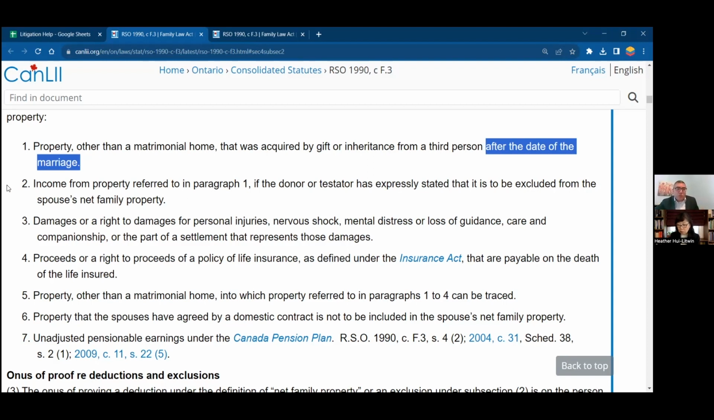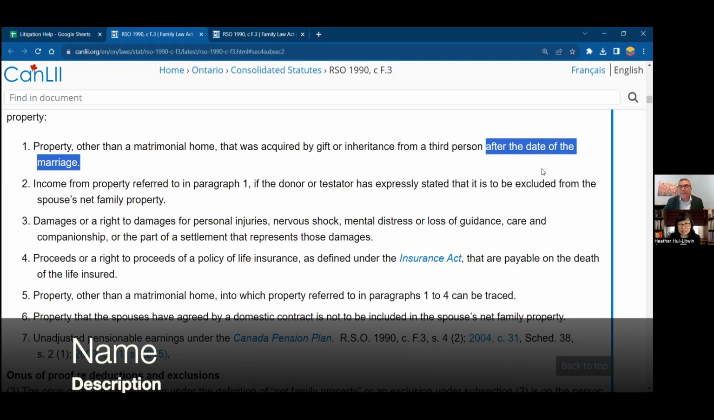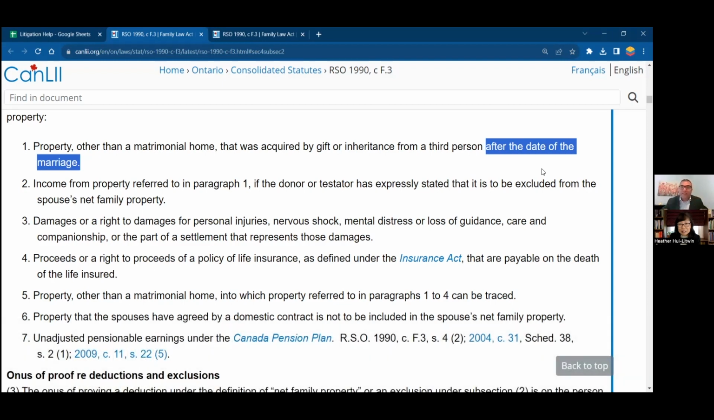Now, paragraph 2 deals with the growth, the income. But the point is that it has to be received after the date of marriage. It's a very important distinction that people have litigated over, especially on inheritances, where a person could pass away, unfortunately, before the marriage, but you only receive the inheritance after. So which date is it? Is it the date of death or is it the date of receipt? People have litigated. The short answer is it's the date of death, because that's when the right vested in the person.